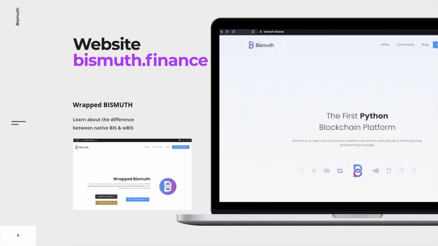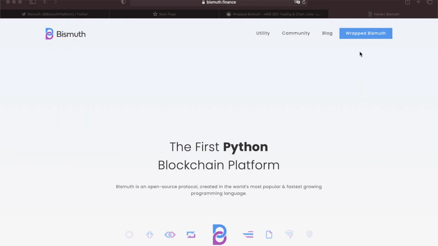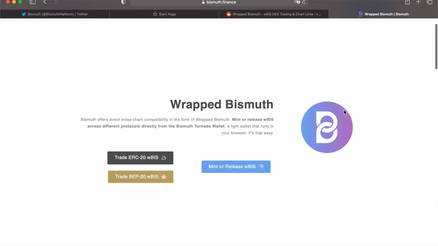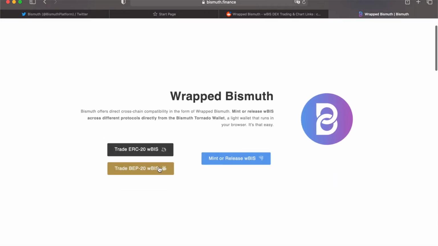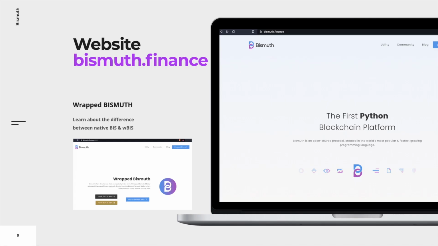A new, very clean and simple modern looking website has been launched. You will find this website at the URL bismuth.finance. Check out the website, click on the link Wrapped Bismuth. There you will find the button links to the Uniswap WBIS versus ETH trading pair and to the PancakeSwap WBIS versus BSC trading pair. There is also a link to the Tornado Bismuth wallet, which you will need to mint or release WBIS. And of course, visit the website to learn more about the difference between BIS and WBIS.